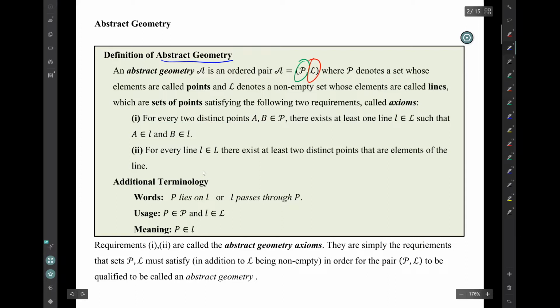The other axiom is this: for every line in the set of lines, there exist at least two distinct points that are elements of the line. Those two requirements are called the abstract geometry axioms. They're simply the requirements that P and L must satisfy, in addition to L being non-empty, in order for this ordered pair to be qualified to be called an abstract geometry.